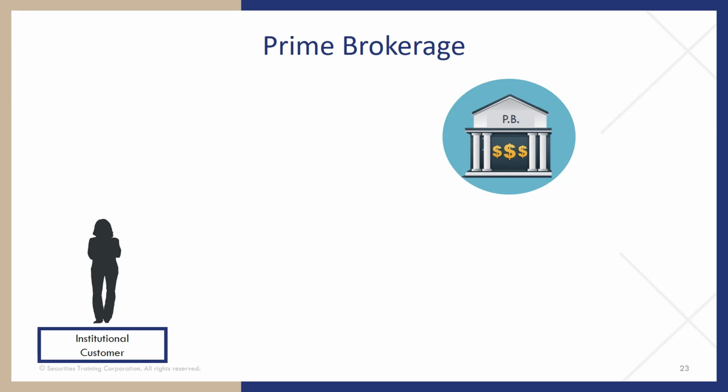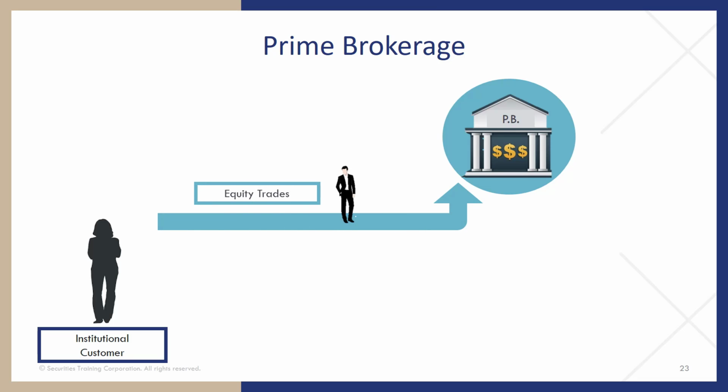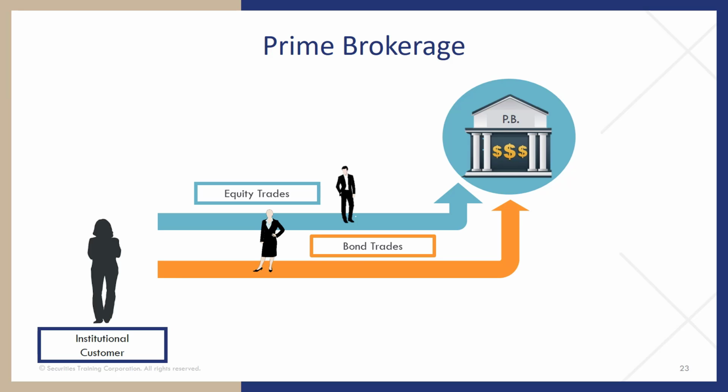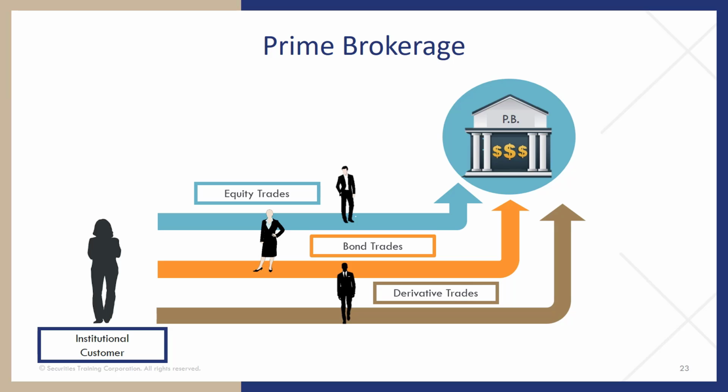PB is the prime broker with dollar signs, and we have the institutional customer. The institutional customer could do equity trades with a number of different brokerage firms. They're called executing firms. It could be 1, 10, 20. They might do bond trades. They might do derivative trades with all these different brokerage firms.